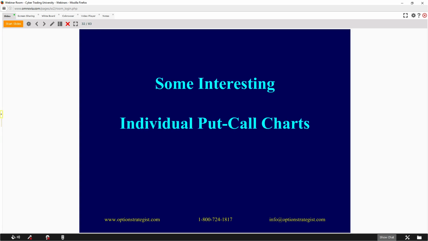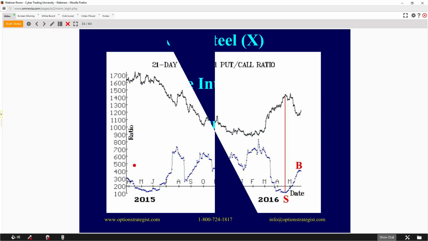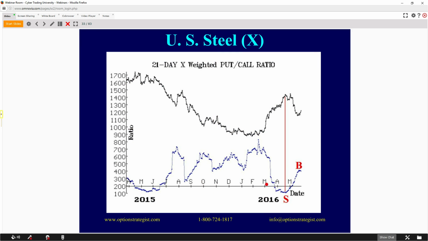We can also apply put call ratios to individual charts. So let's take a look at a few of those. There's some interesting ones. Here's U.S. Steel, and again, same concept. A trough in the put call ratio is a sell signal for the stock. So we actually played this trade back here.